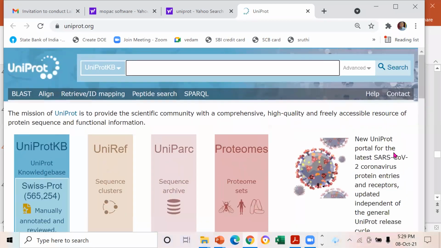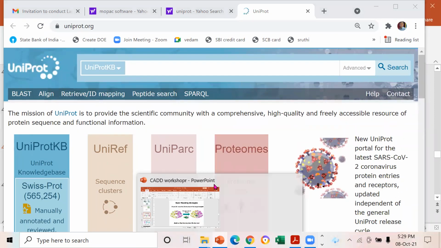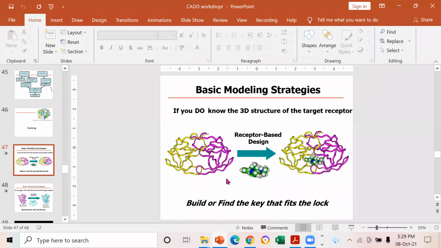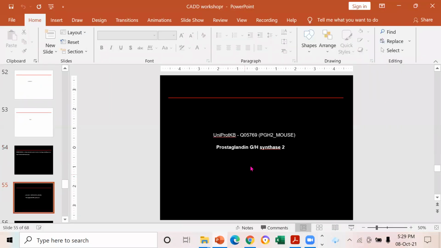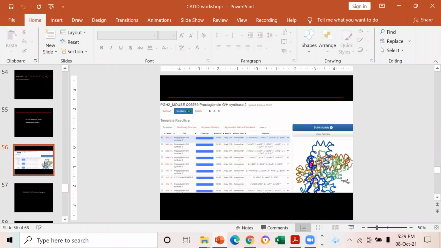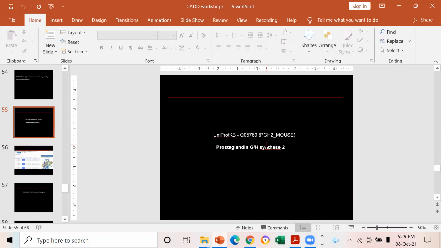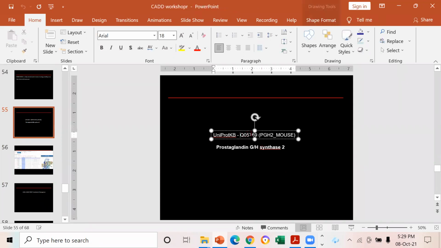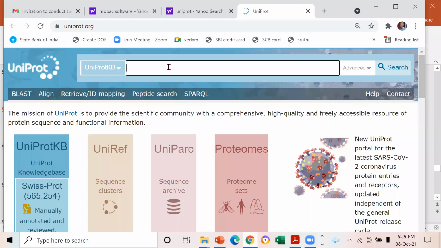So it contains a lot of sequences. For example, this prostaglandin synthase is involved in inflammation. So imagine I am interested to see it. This is the sequence ID of that protein, just like we have our institute ID for each one of us. So we have a sequence ID.